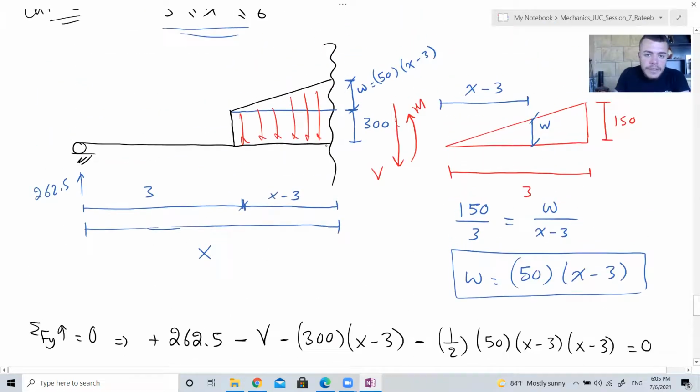So that's enough. Now we need to find the moment. So we need summation of moment equal to 0 about this point S. Let's start with this reaction. What is the moment created by 262.5 about point S?